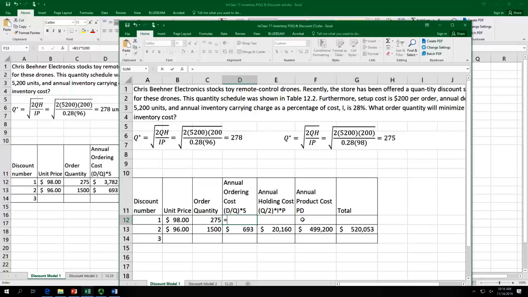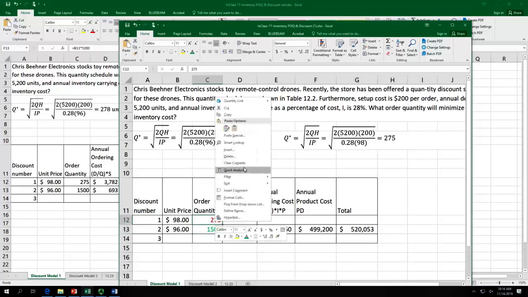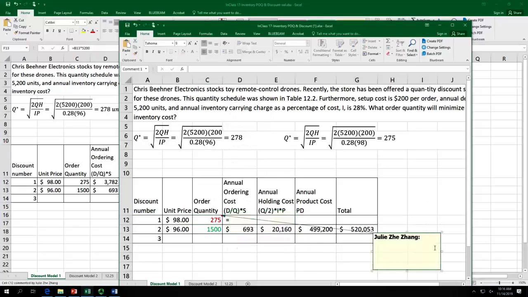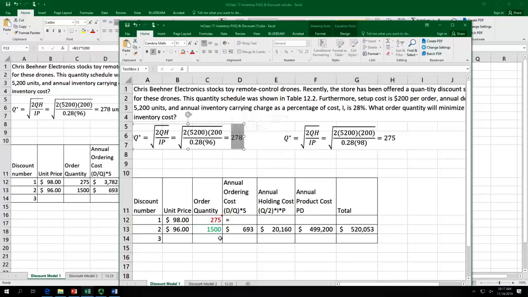And because 275, this order quantity, when you calculate this order quantity, you use 98. So 275 is feasible. This one is feasible. This one is not feasible. This is a feasible EOQ number, but here 1500 is not. 278 is the one. Okay, we calculate, but you cannot use this number to calculate because minimum you have to order 1500.